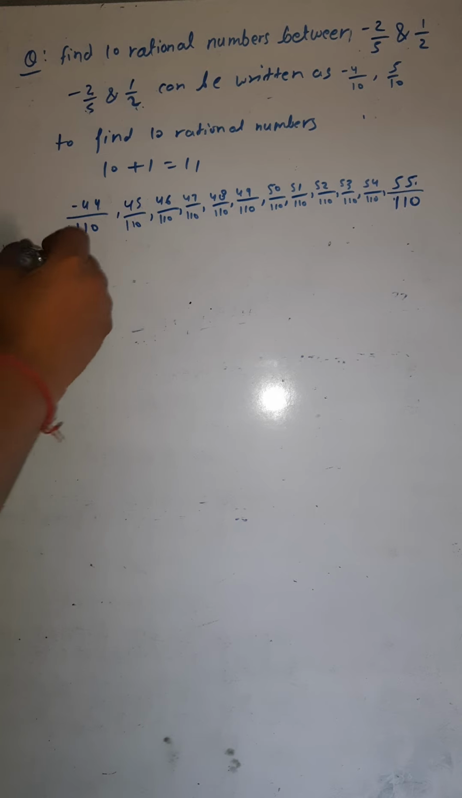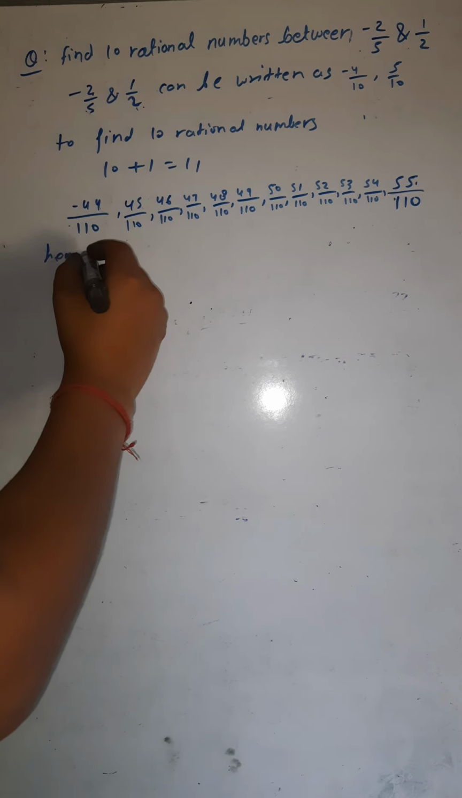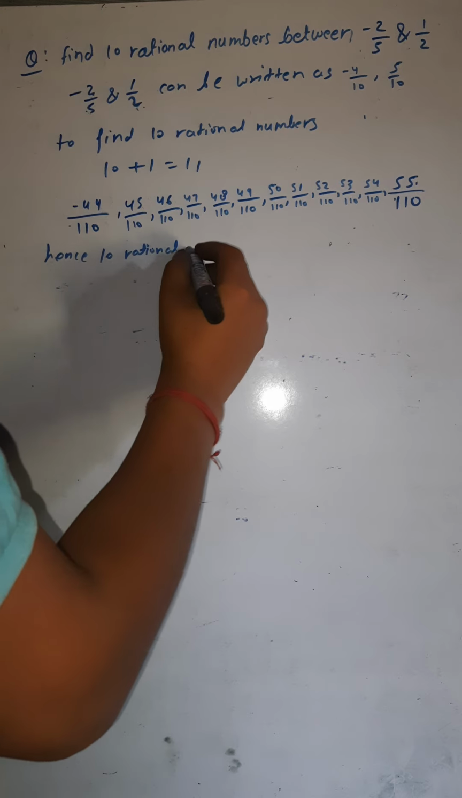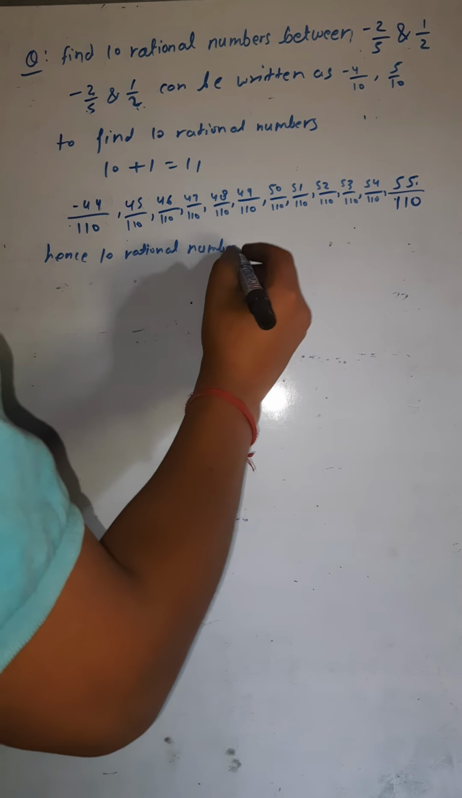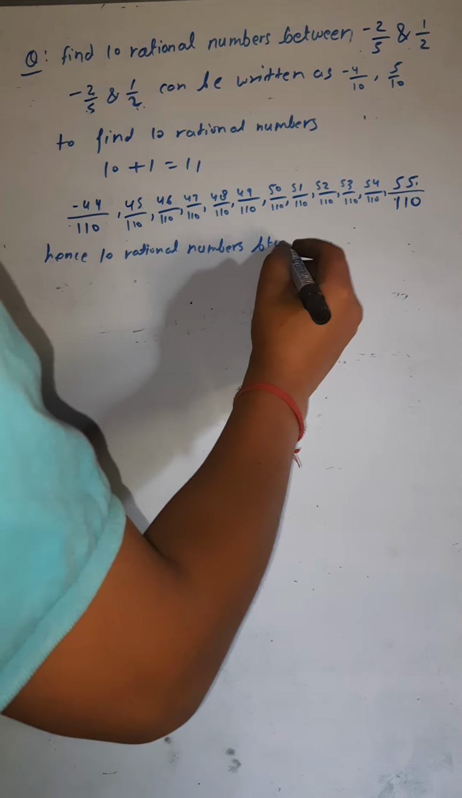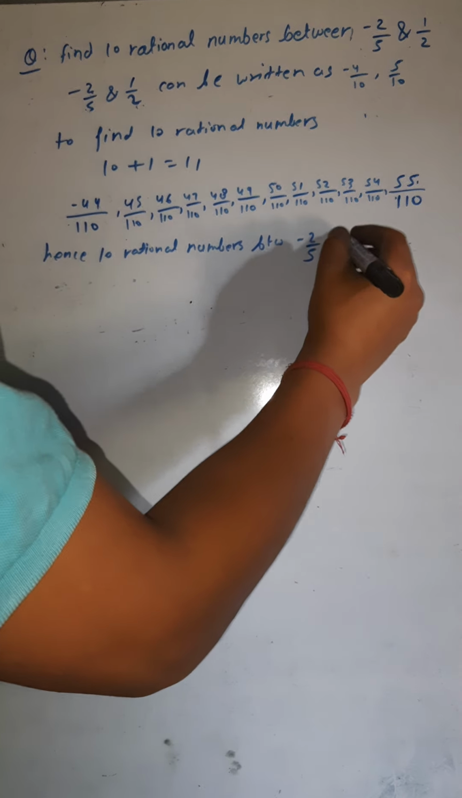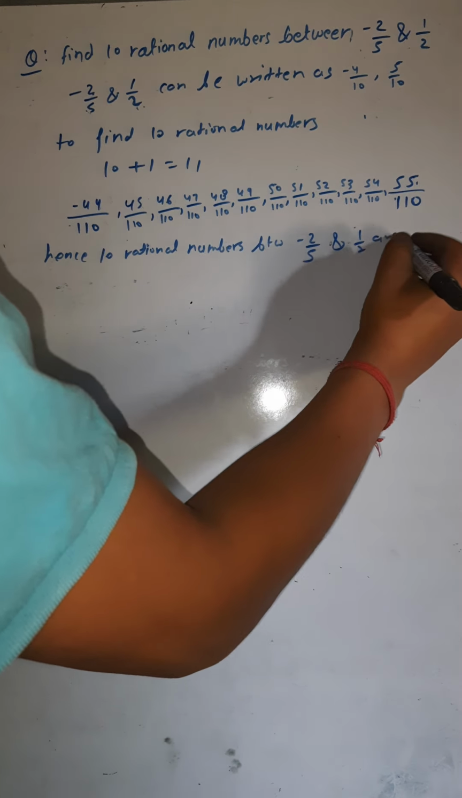So hence you write here, hence 10 rational numbers between minus 2 by 5 and 1 by 2 are right here: 45 by 110, then 46 by 110. Write all these numbers here. Okay, so this is how you would do the question.